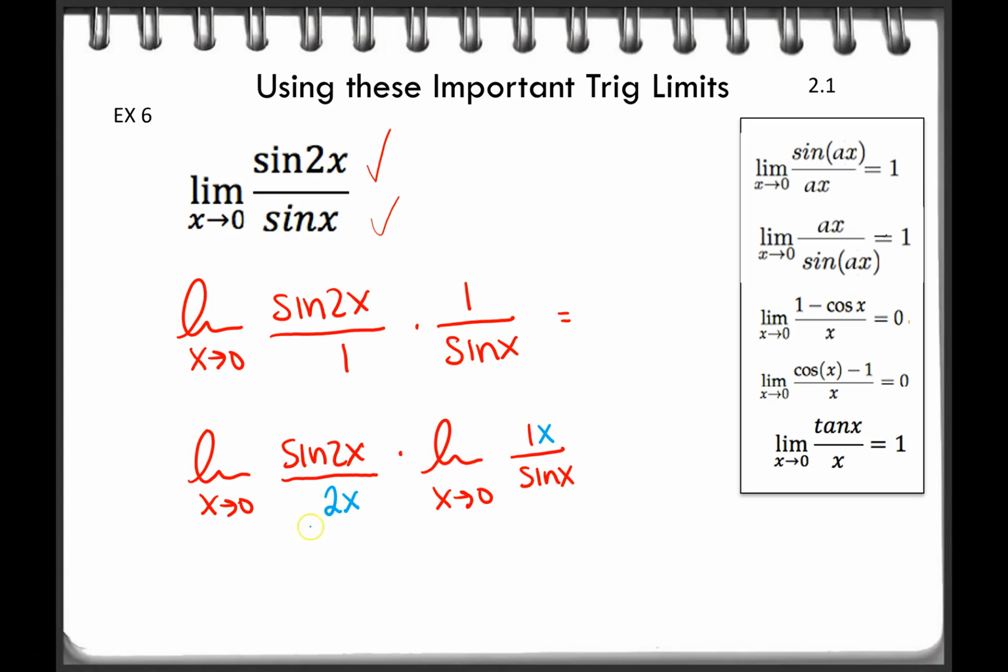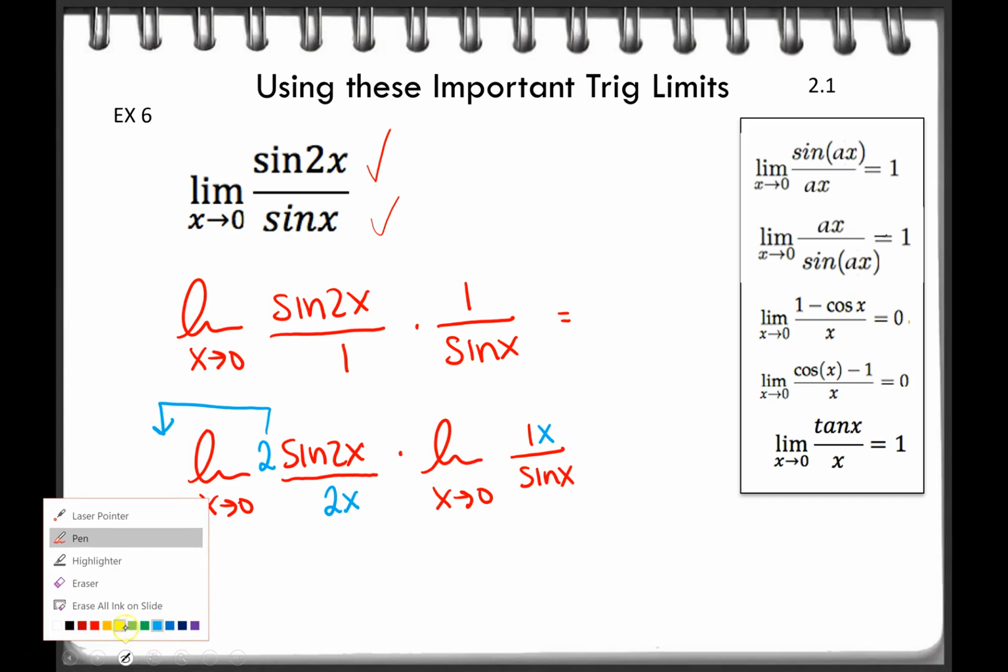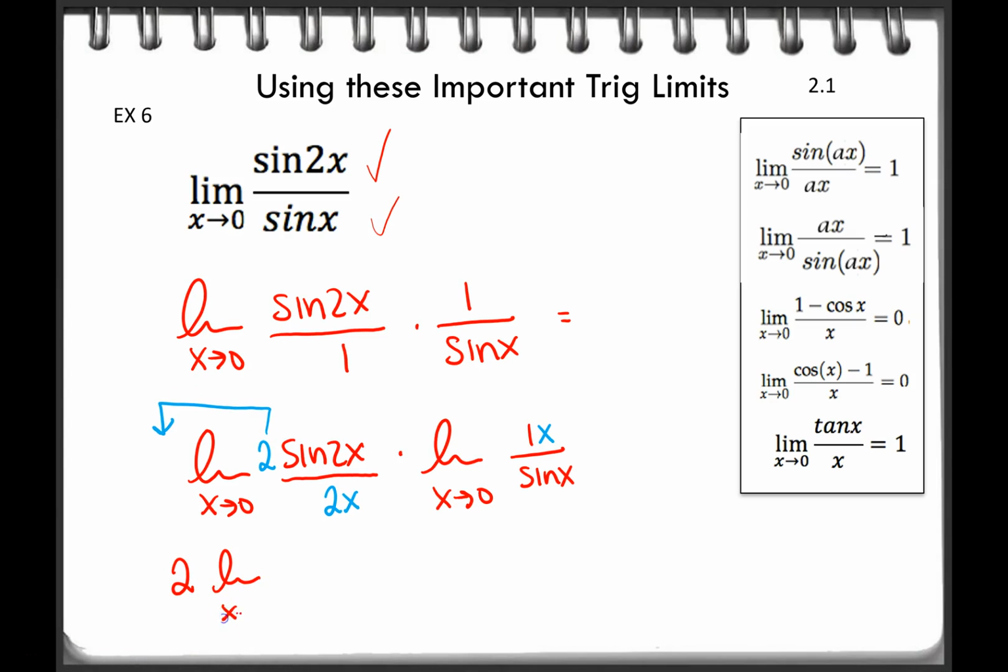However, I have divided by a 2. And I can't just simply divide by 2 without multiplying by a 2 out in front. So I can take that 2 and pull it out here. So now I'm left with 2 times the limit as x approaches 0 of sine 2x over 2x times the limit as x approaches 0 of x over sine x.